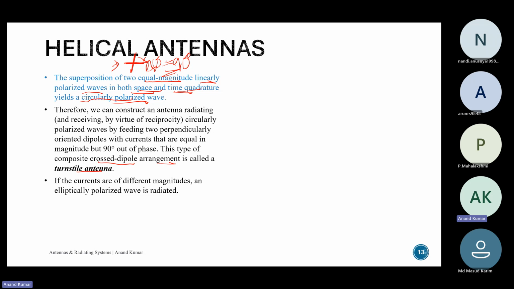In this case, where you have two dipole antennas arranged like this with a phase difference of 90 degrees, if their magnitudes are not equal, then instead of a circularly polarized wave, you will have an elliptically polarized wave.